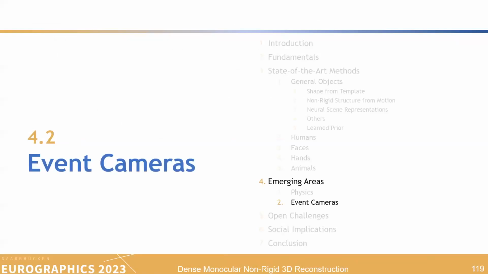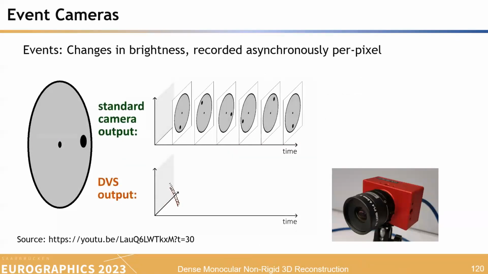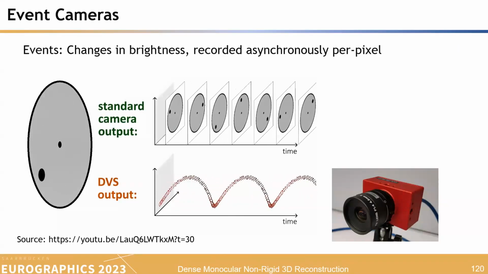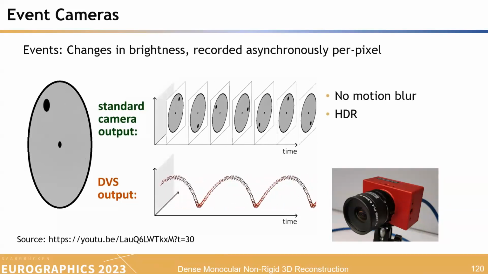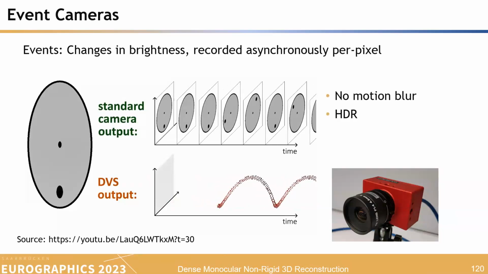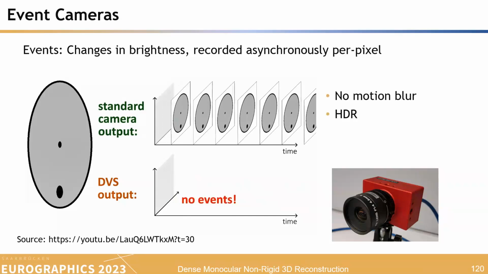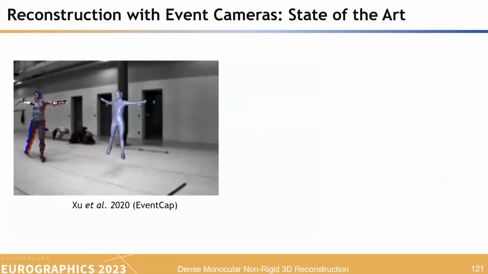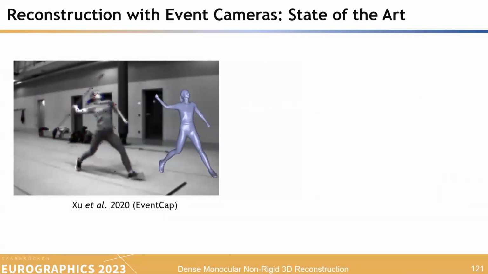So another emerging area is event cameras. Event cameras are vision sensors which, unlike RGB cameras, do not capture the entire intensity frame, but record the per pixel change in the brightness. They have the advantage of ultra high temporal resolution, so there is really little or virtually no motion blur, and they also get high dynamic range images.